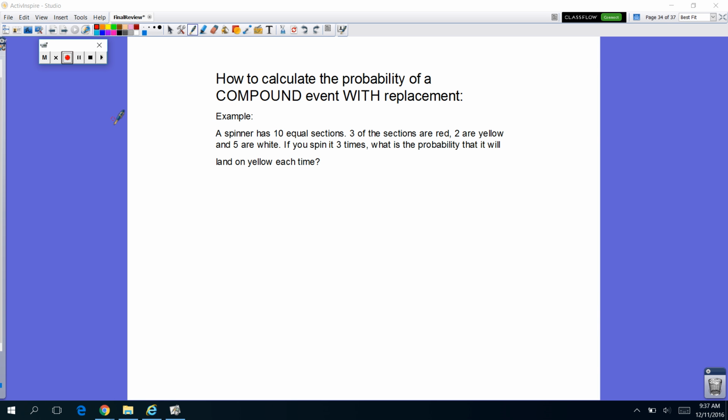Again, hopefully you know the drill. Pause it, work it out, come back. So this particular one is with replacement, okay? With replacement. Again, you have to visualize this stuff. Make a list. You have 10 equal sections, okay?